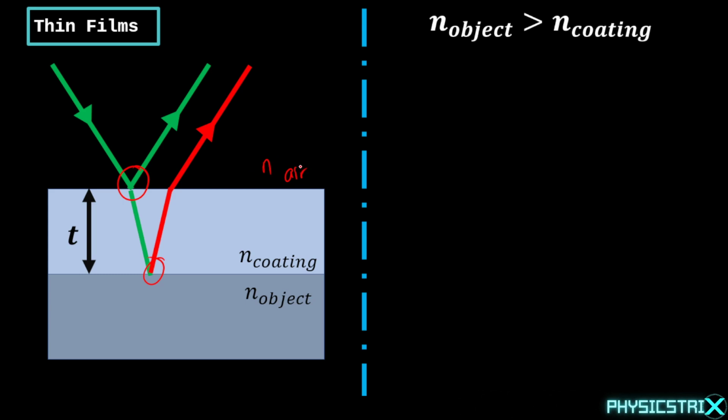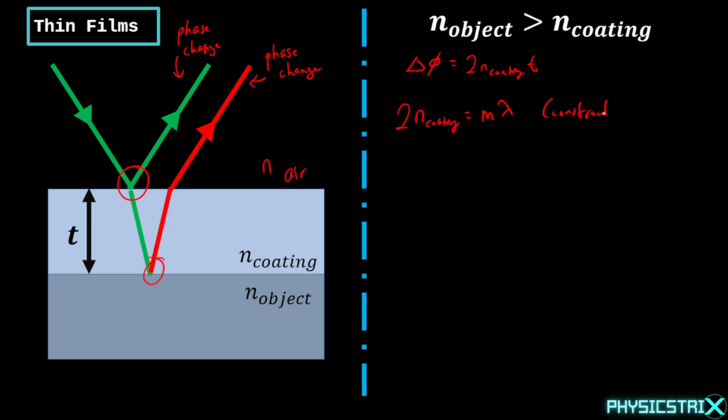Air has a lower refractive index than the coating, so you will experience a phase change for the first light reflection. For the second one, if the object has a higher refractive index than the coating, then here we will again have a phase change. So our phase difference is only going to depend on the thickness and refractive index of the coating, which is 2 times n coating times t. For constructive interference, we need 2nt to be equal to m lambda. For destructive interference, all we need to do is add half to the order, so (m plus half) lambda.